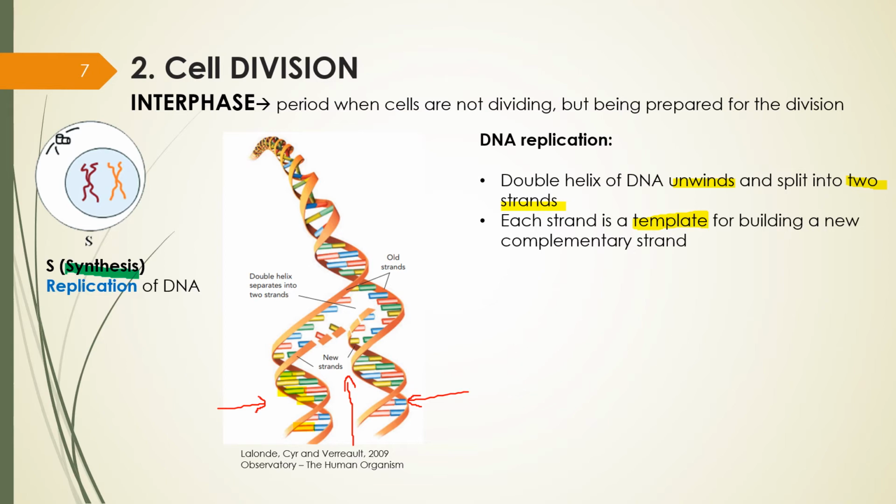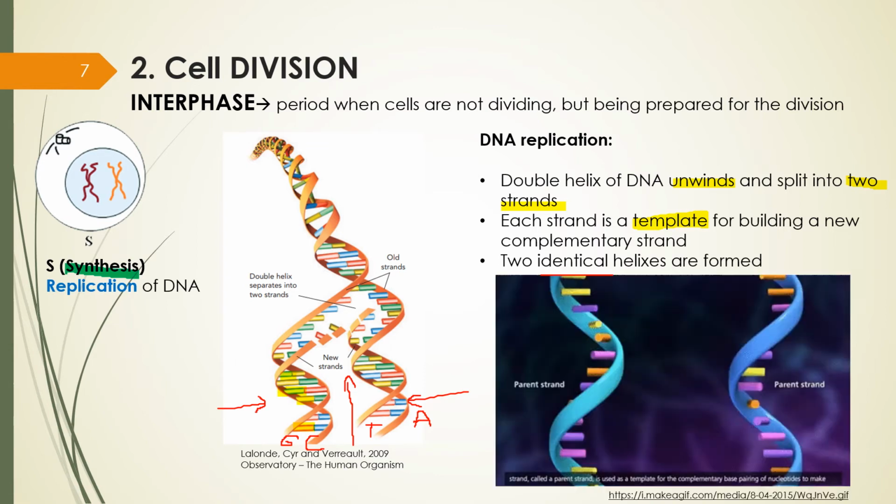So here, for example, if you have A, which base is going to come here? Yes, T. Here, if I have G, what's going to come? C, and so on. So the bases continue according to the rule: A with T and G with C. After I finish, I'm going to form two helices completely identical. So the two new strands are going to be completely identical.